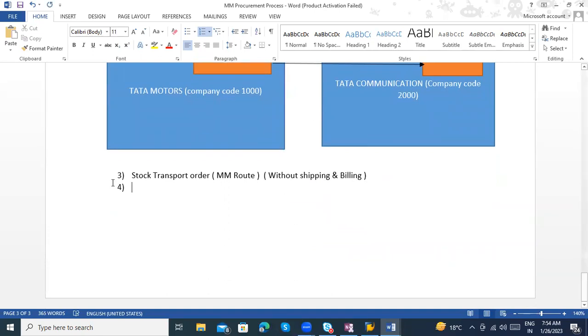Sometimes I don't want to go with the complete process, maybe because the branches are nearest to each other. I don't want to go with all the documentation, create order, stock transfer order, goods issue, goods receipt. If it is side by side, I don't want to track anything. I just want to do it in a single screen. In that case, what we can do is the transfer posting.